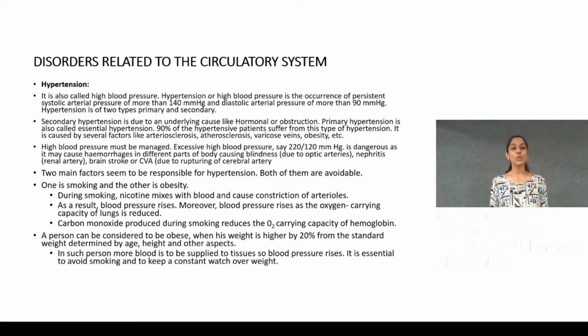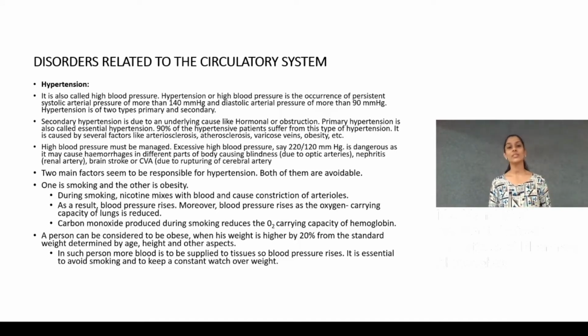It is caused by several factors like arteriosclerosis, atherosclerosis, varicose veins, obesity, etc. High blood pressure can be managed. Excessively high blood pressure, say 220 to 120 mmHg, is dangerous and it may lead to hemorrhage in different parts of the body, which can cause blindness if it damages the optic arteries. If it damages the renal artery, it can cause nephritis. If it damages the brain, it can cause brain stroke.